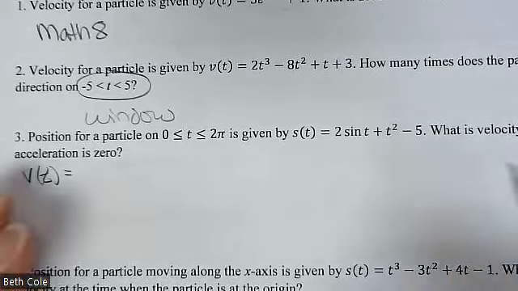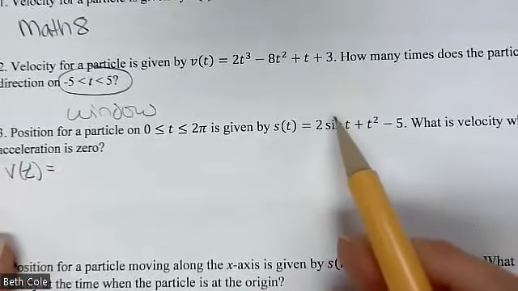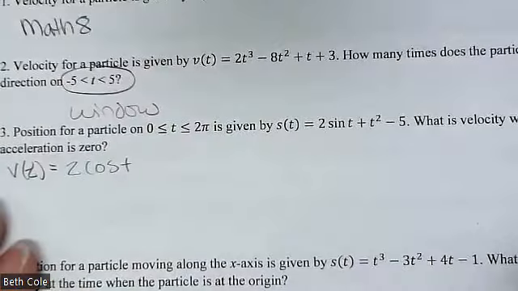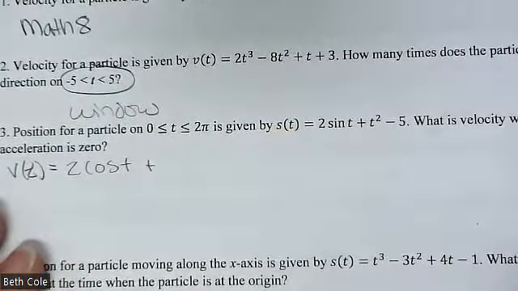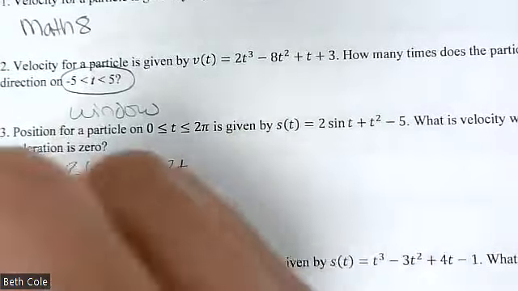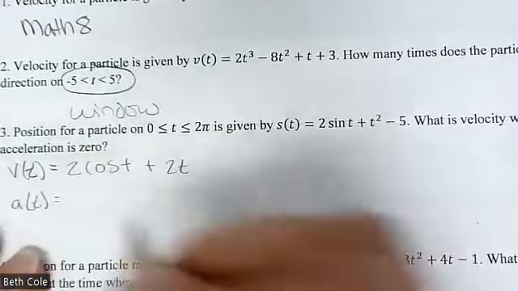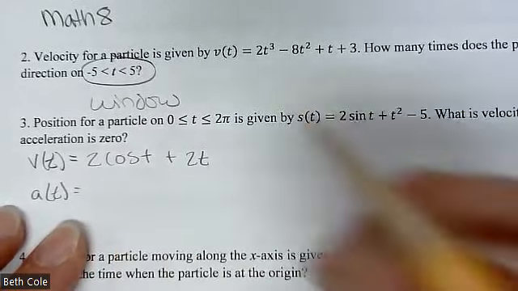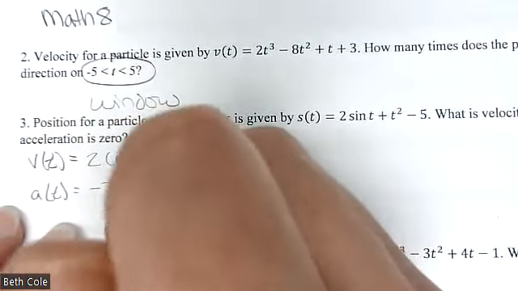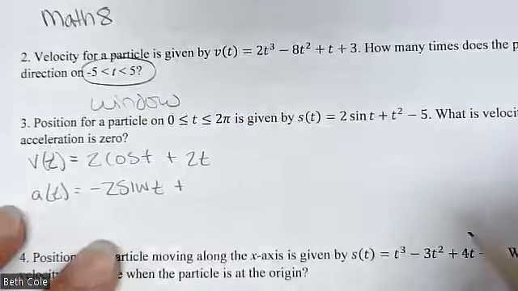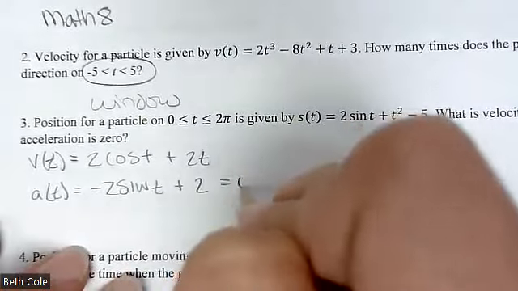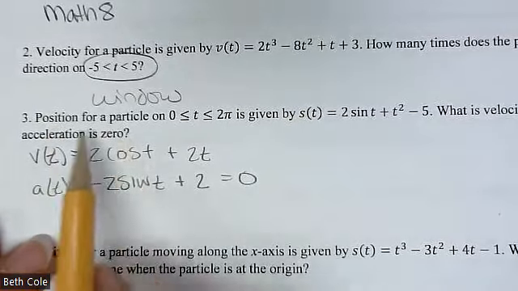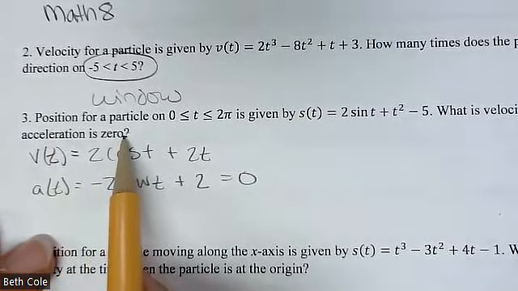Okay. So velocity, what's your derivative of sine? So it would be 2 cosine t plus 2t. Good. Now let's go to acceleration. Derivative of cosine, negative sine. So it'll be -2 sine of t plus 2. I'm going to set that equal to 0 because it said acceleration is 0. Like literally just following what it says there.